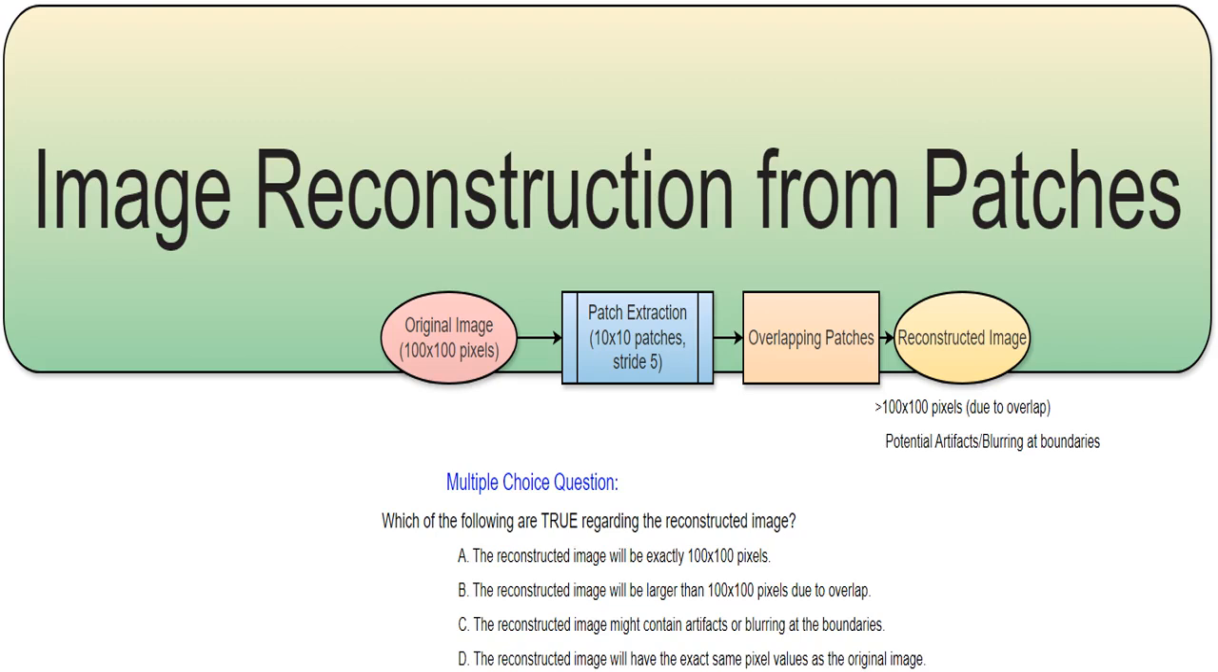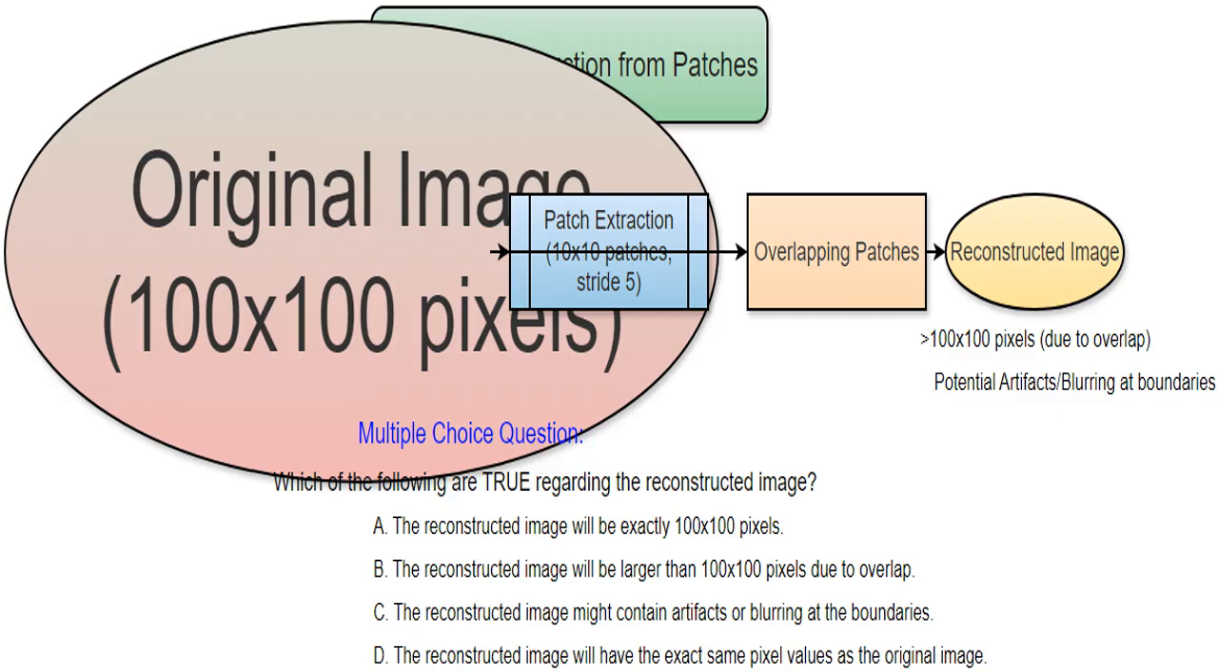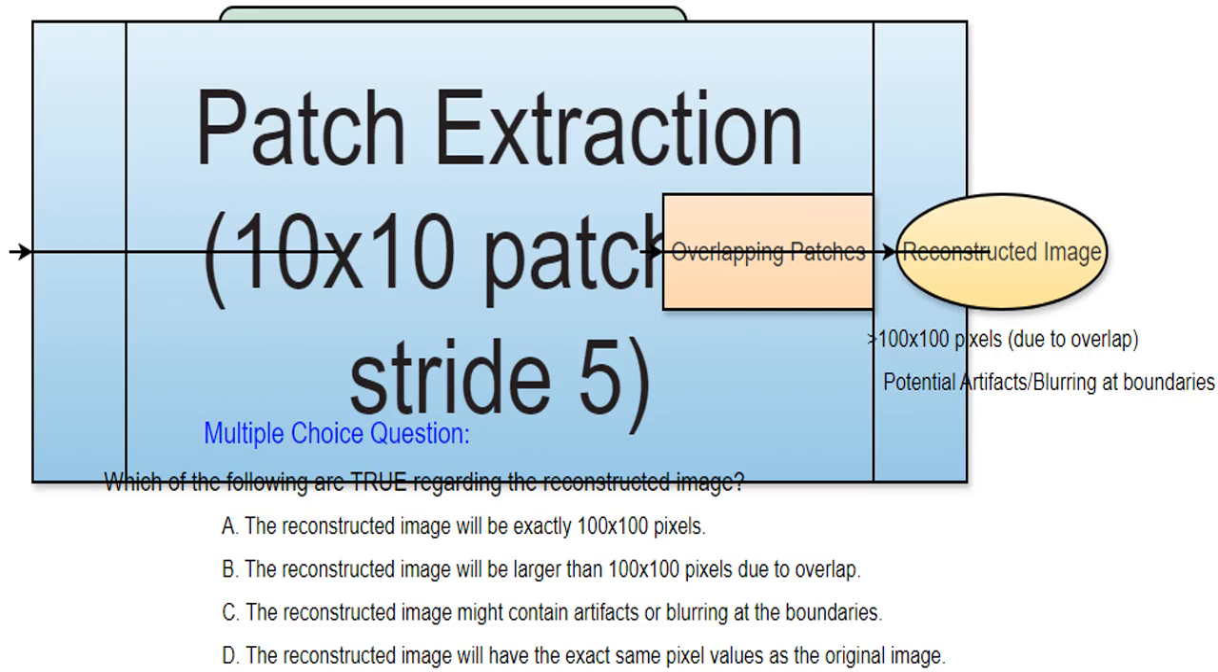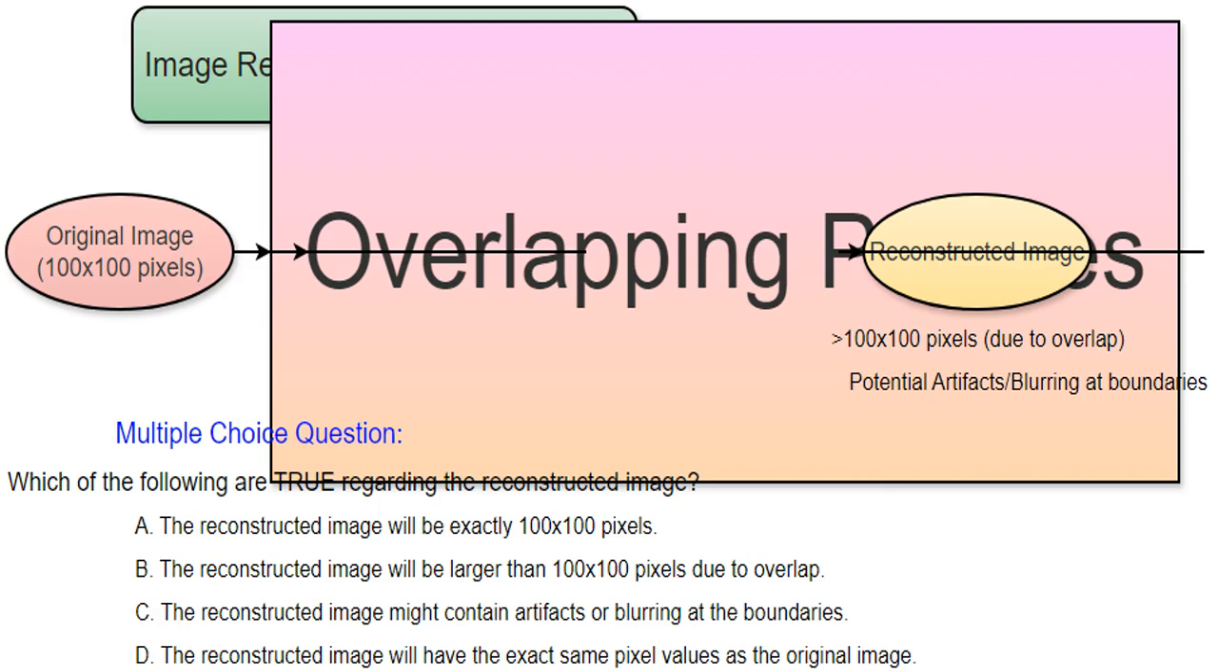I'm reconstructing an image from smaller pieces called patches using a technique in Scikit-learn. Think of it like assembling a jigsaw puzzle, but with potentially overlapping pieces. The original image I'm working with is a square, 100 pixels wide and 100 pixels tall. I'm breaking this 100 by 100 image into smaller 10 by 10 pixel squares. The stride of 5 means I move 5 pixels over before extracting the next patch. This creates overlapping patches. Because of the stride, adjacent patches share 5 pixels. This overlap is key to understanding what happens when I put the image back together.